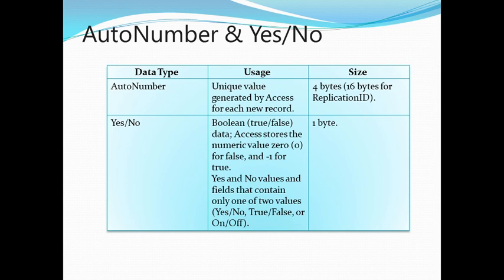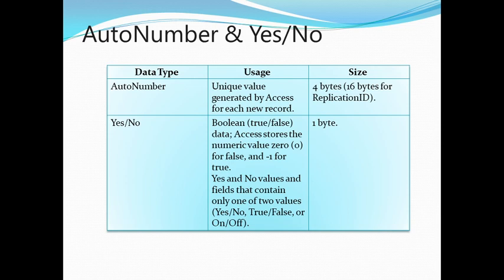We typically use this auto number field as a primary key. I'll explain what a primary key is and what its use is. For now, for the auto number data type, it generates a sequential number whenever a new record is added to a table.